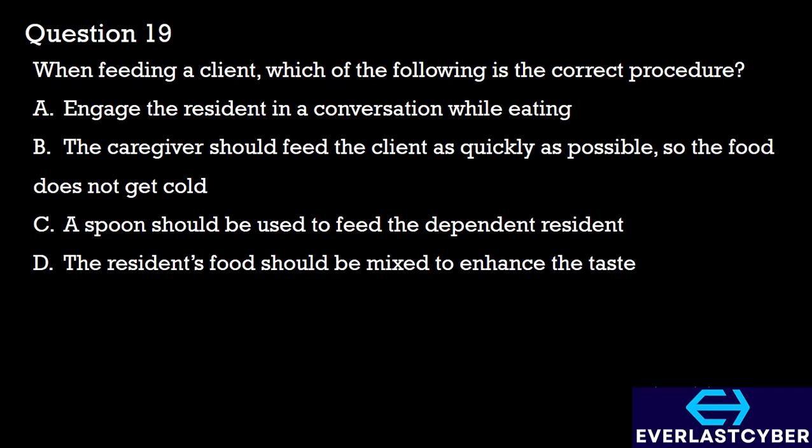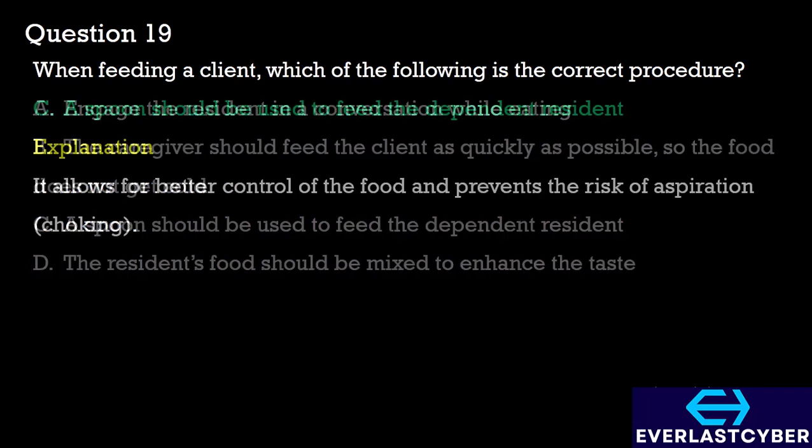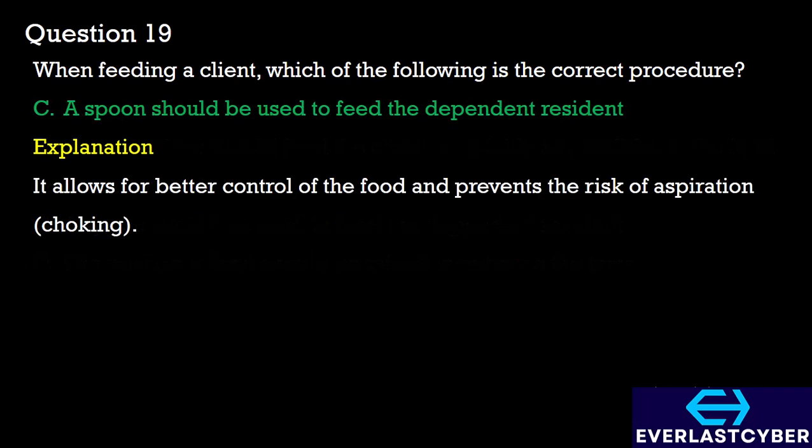For option D, mixing food can make it more difficult to assess when the client is eating and might change the texture of food, making it harder for the person to swallow, especially for a client with difficulty in swallowing. So when feeding a client, the correct procedure is option C, using a spoon to feed the dependent residents.